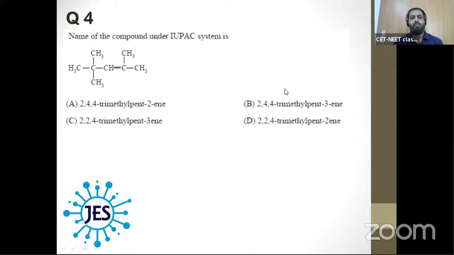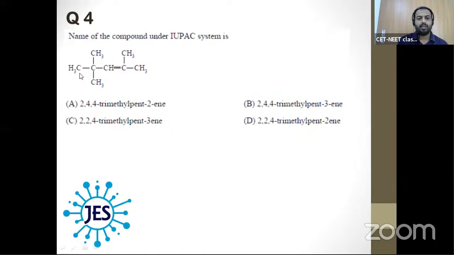Come on. Name of the compound under IUPAC system is. You know what is the first thing you should do? Identify the root word, main chain. And main chain must be the longest possible chain containing the multiple bond. Okay, which would that chain be? This one.